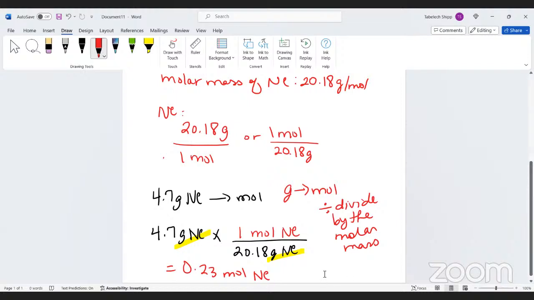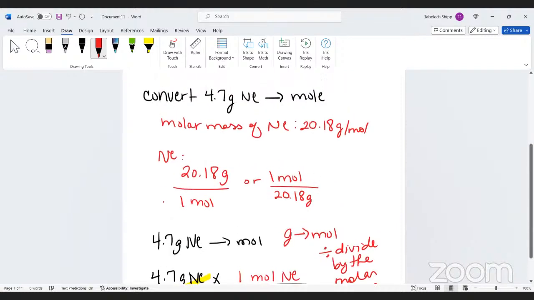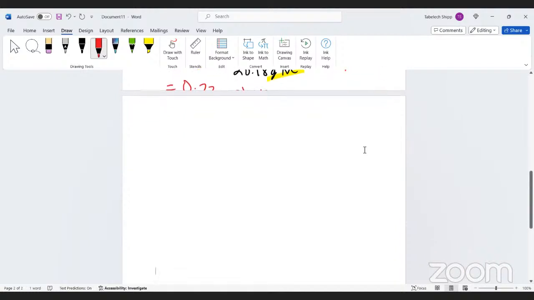Now, let me say this. If you were given a compound, and you had to do the same thing over here, how would you solve this problem? Well, it's the same way. You would do this the same way. So let me show you this as an example. Suppose I gave you 42.3 grams of H2O, and I say convert that to a mole. Again, the unit for mole is mol.